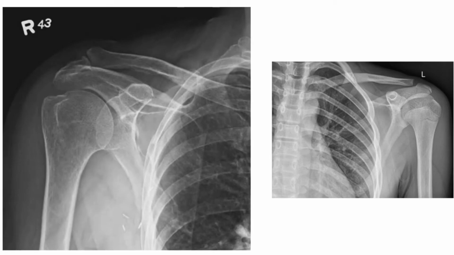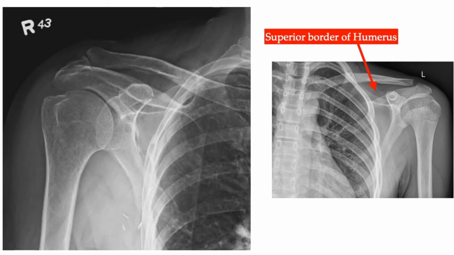Now, on the skiagram present on the right side of the screen, you can see the lateral border of the scapula here. You can also see the superior border of the scapula here. This is the superior border of the scapula. Now you can trace the superior angle of the scapula here. The skiagram present on the left side of the screen shows the medial border of the scapula.